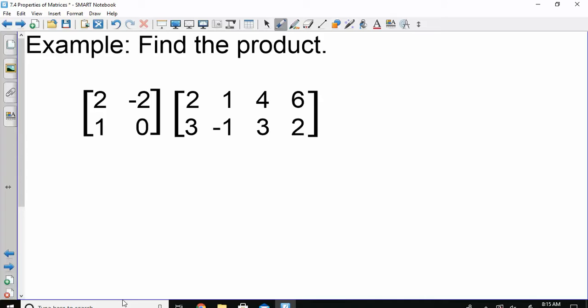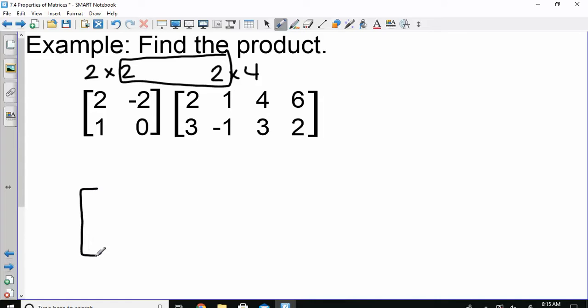First you have to see if they can be multiplied. What's the size of the first one? And the second one? 2 by 4. So can we multiply? Yes. These numbers match, so we can multiply. How big will my final answer be? So we're doing 2 rows, 4 columns again.